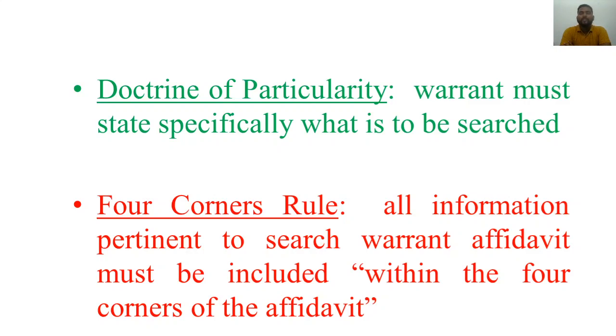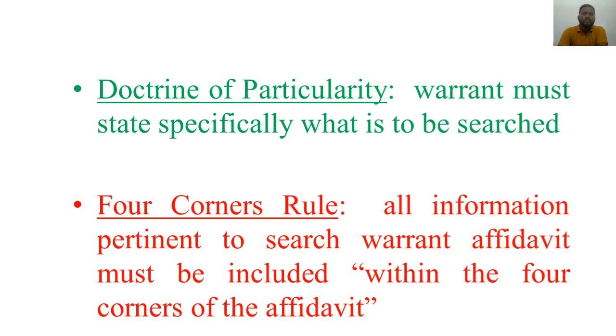So here, doctrine of particularity is that the warrant must state specifically what is to be searched. So once the search warrant is issued by the magistrate, then while issuing the search warrant, the magistrate has to mention what exactly is to be searched. So this information should be mentioned there. Mentioning this kind of information is nothing but doctrine of particularity.